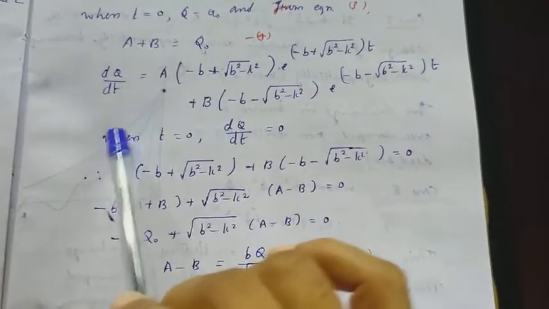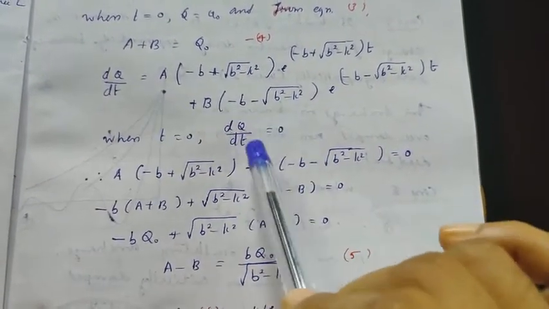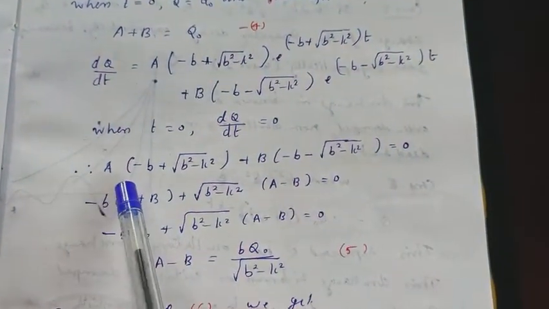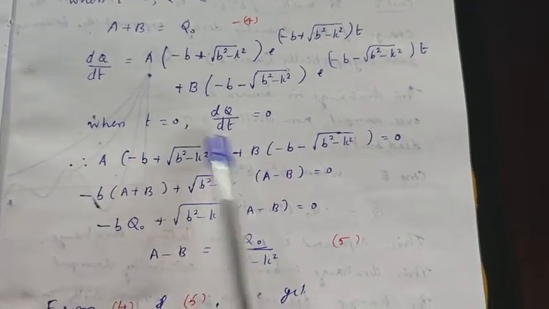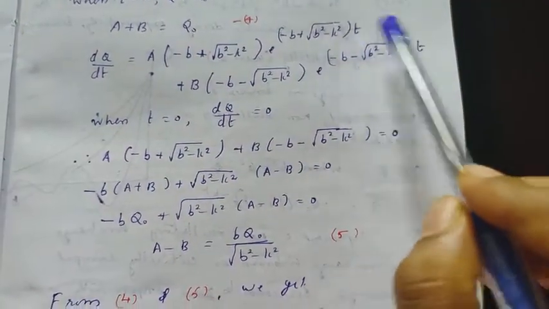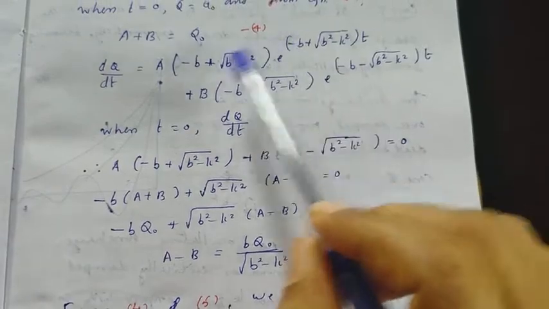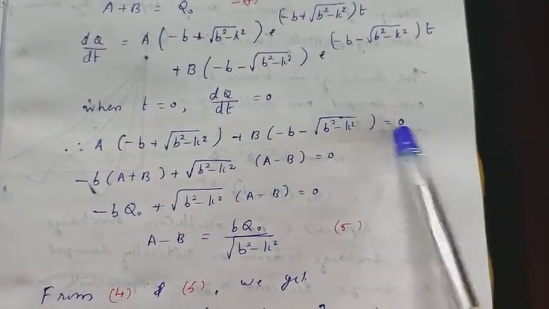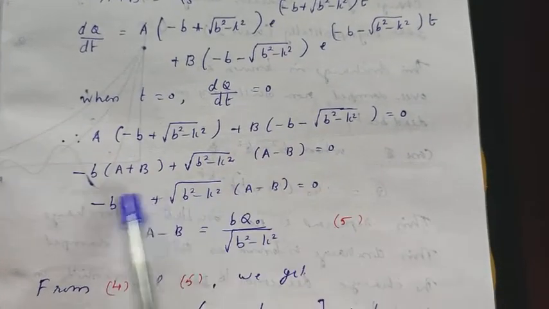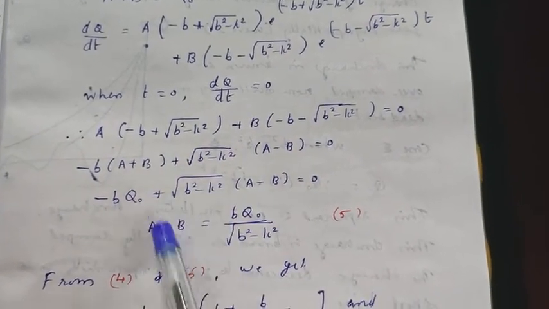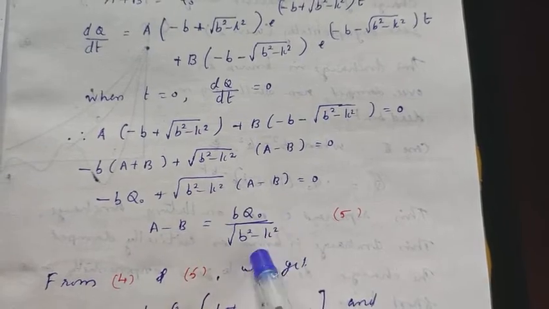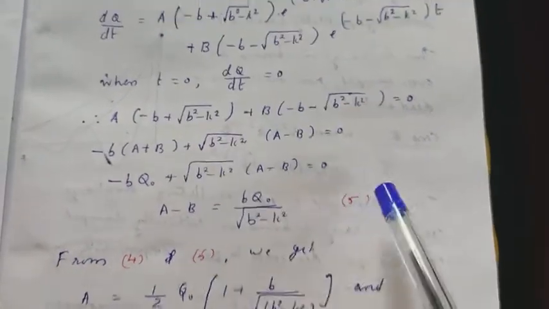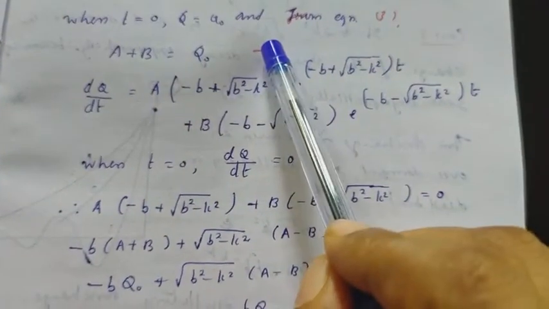That is how this comes. At t is equal to 0, dq by dt is equal to 0. Applying this condition into this equation, putting t is equal to 0 and dq by dt equal to 0, the equation will become like this. Rearranging the terms, we will get a minus b is equal to bq0 by square root of b square minus k square. This is equation 5 and this is equation 4.